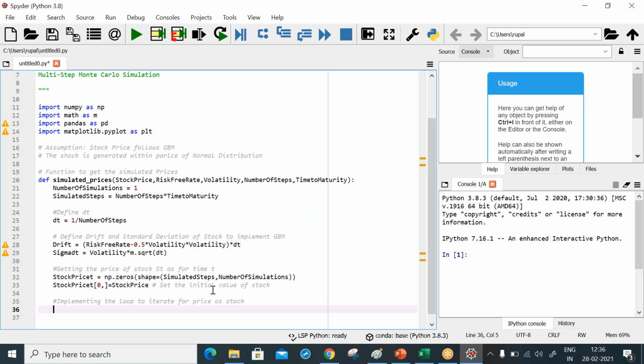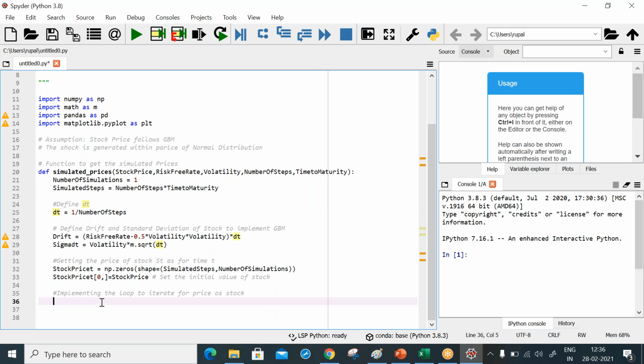Now, of course, you will run this loop for each simulation and for each step, right? For each simulated step and for each simulation, you have to run the loop. So there will effectively be two loops. In any order is fine. It's totally fine in any order you run them, but it will be two loops.